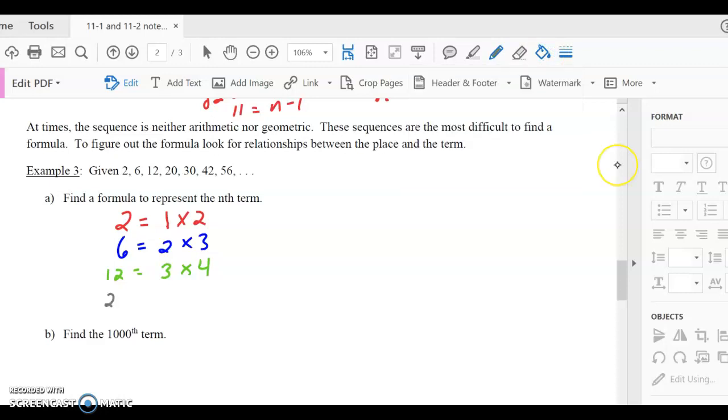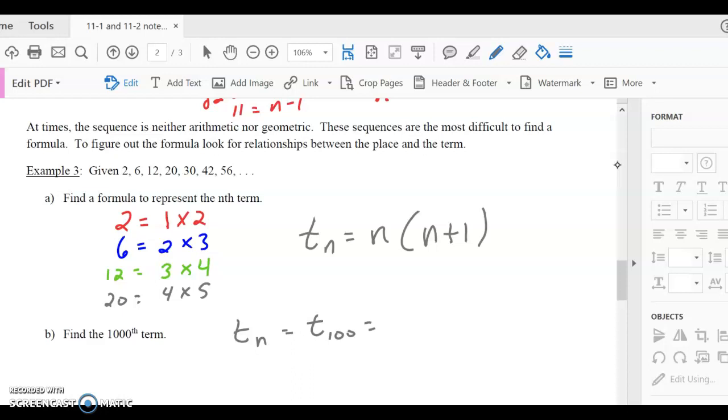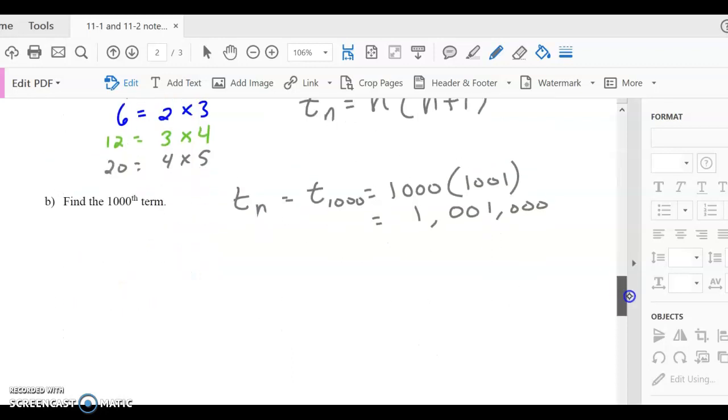And 20 would equal the fourth position times 5. So now you're starting to see the pattern. T sub n would equal the position n times the position plus 1. So if we wanted to find the 1000th term, we'd have 1,000 times 1,001, which equals 1,000,001,000.